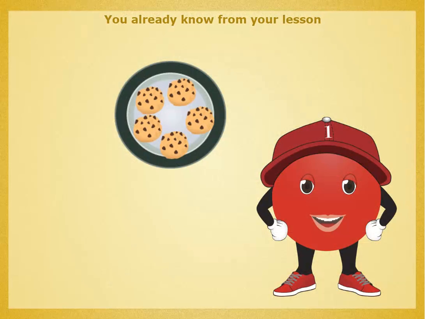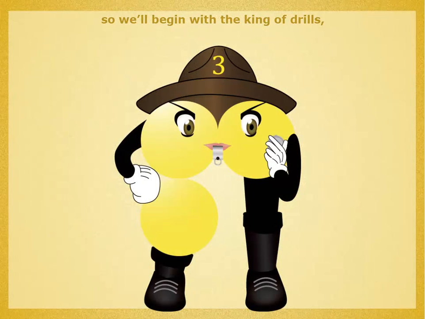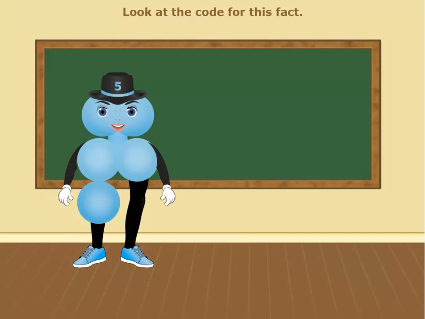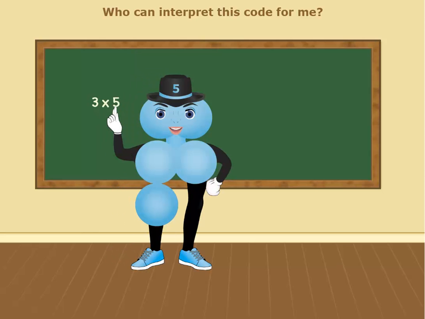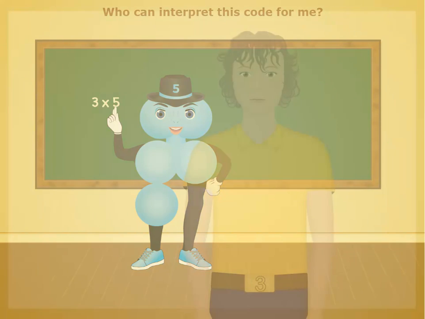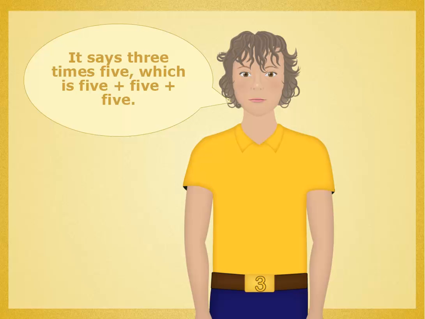You already know from your lesson with my dear little friend 1, the product of 1 times 5. So we'll begin with the king of drills, Sergeant 3. Look at the code for this fact. Who can interpret this code for me? I can, sir. It says 3 times 5, which is 5 plus 5 plus 5.